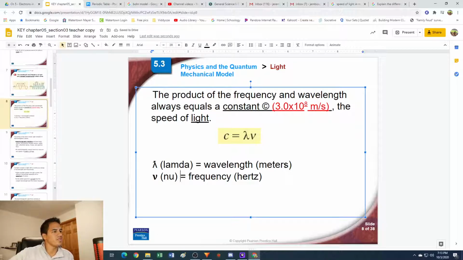So if we take the wavelength of any light multiplied by its frequency, we will get the speed of light, which is a constant number, and you can Google this number, but it's 3.0 times 10 to the 8th meters per second. Again, this is an equation we're going to use later on, okay?